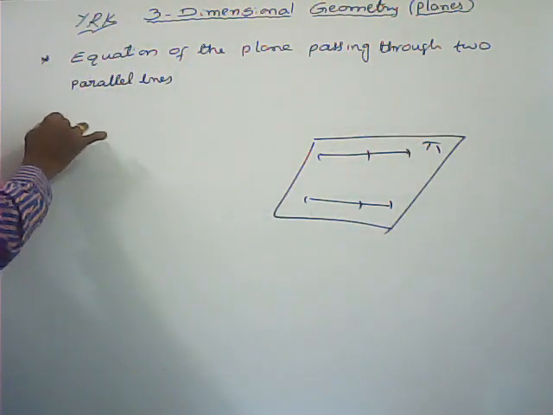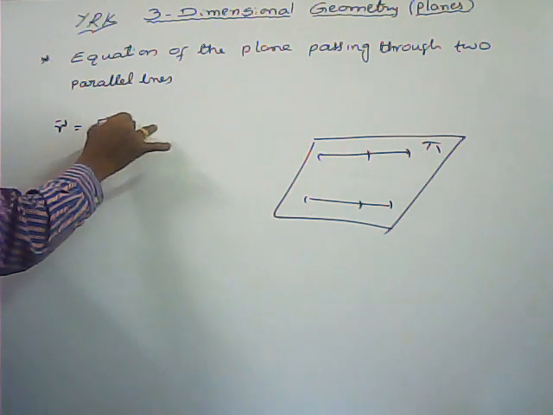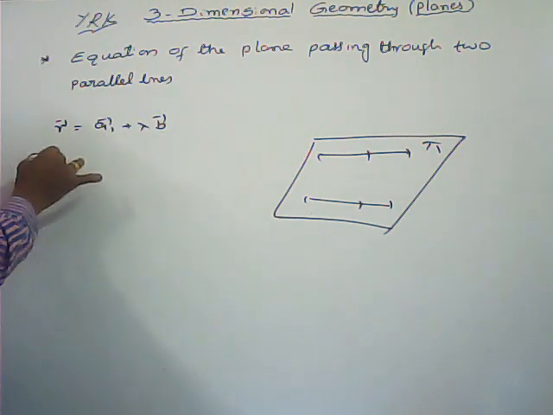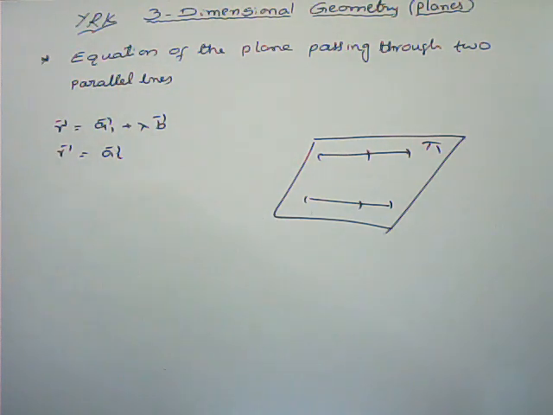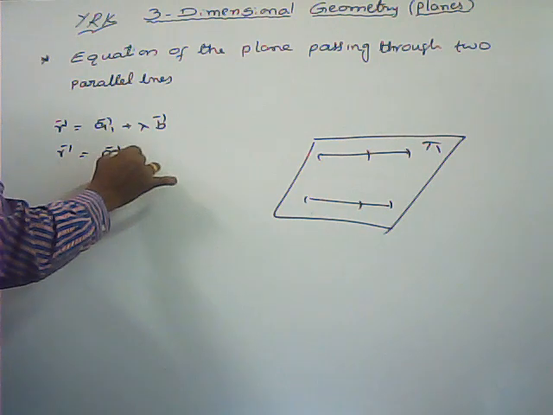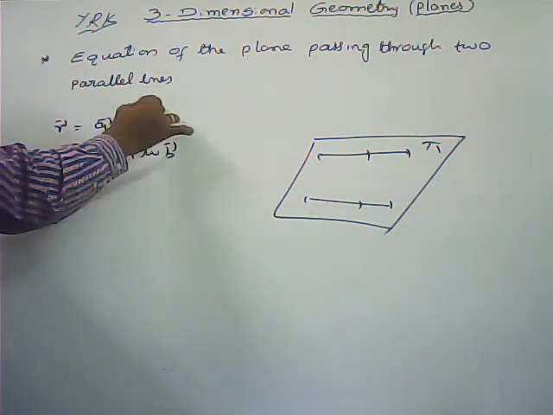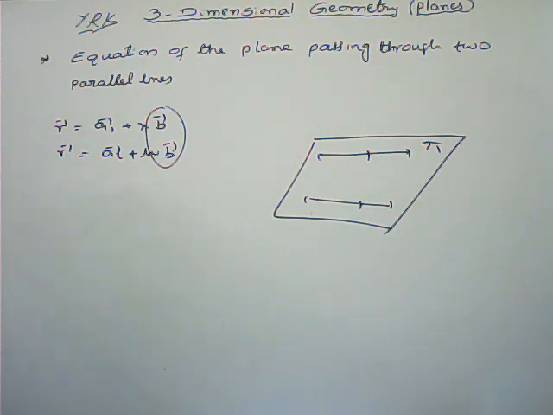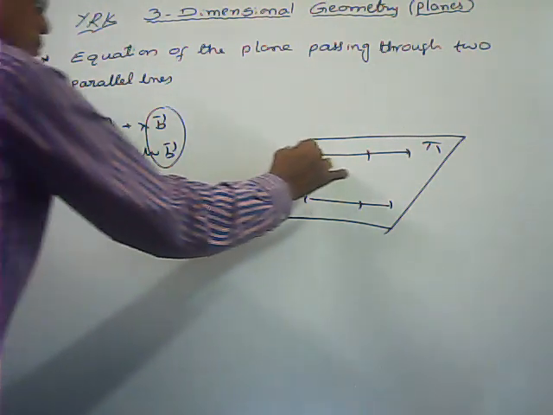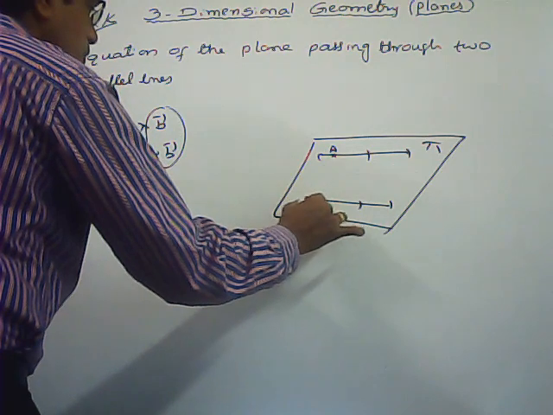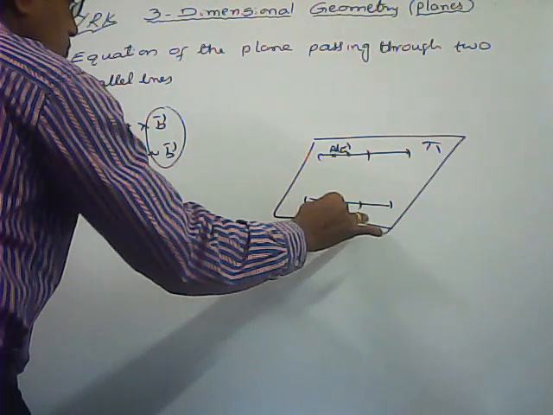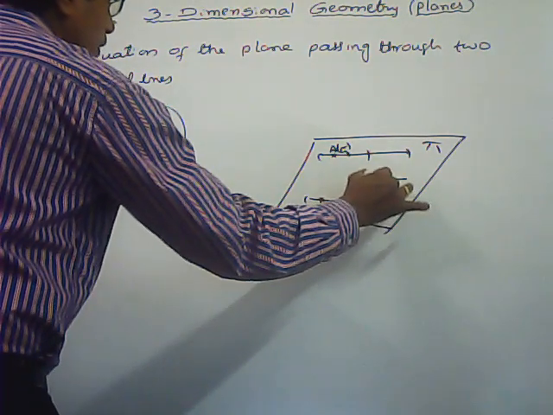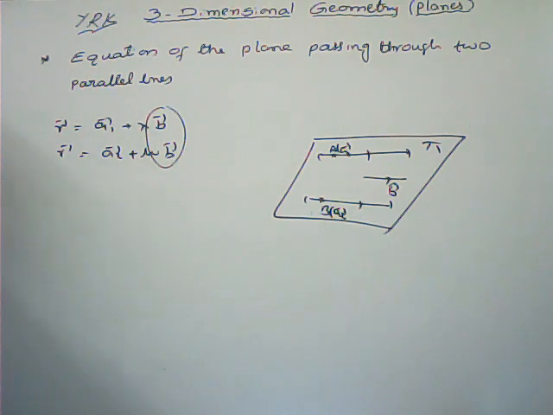r bar is equal to a1 bar plus lambda b bar. And one more line, this one passing through the point B whose position vector is a2 bar, plus mu b bar. Here both are in the same direction, the b bar vector direction. So this is passing through the point A and this is passing through the point B, whose position vector here I have taken a1 bar, here I have taken a2 bar, and both are in the b bar vector direction. Now how to find the equation of the plane?